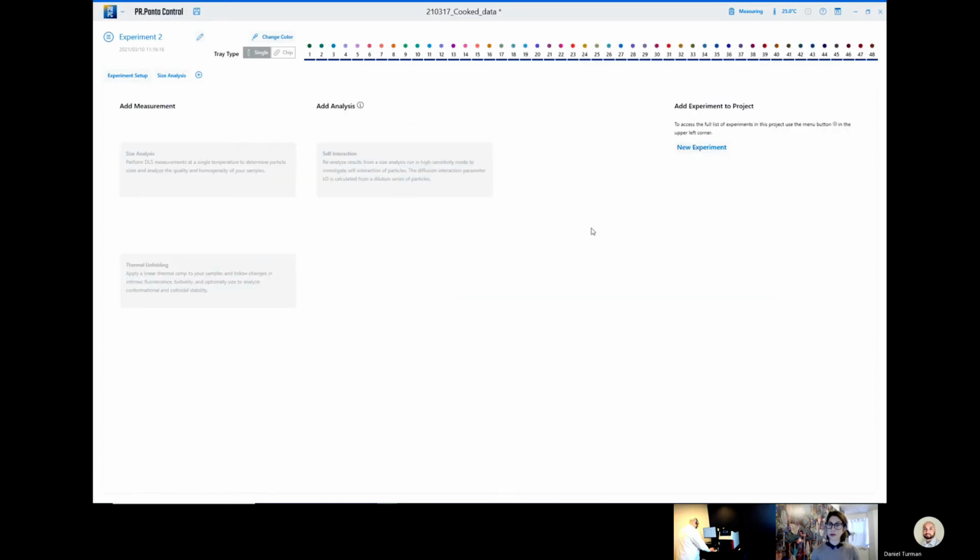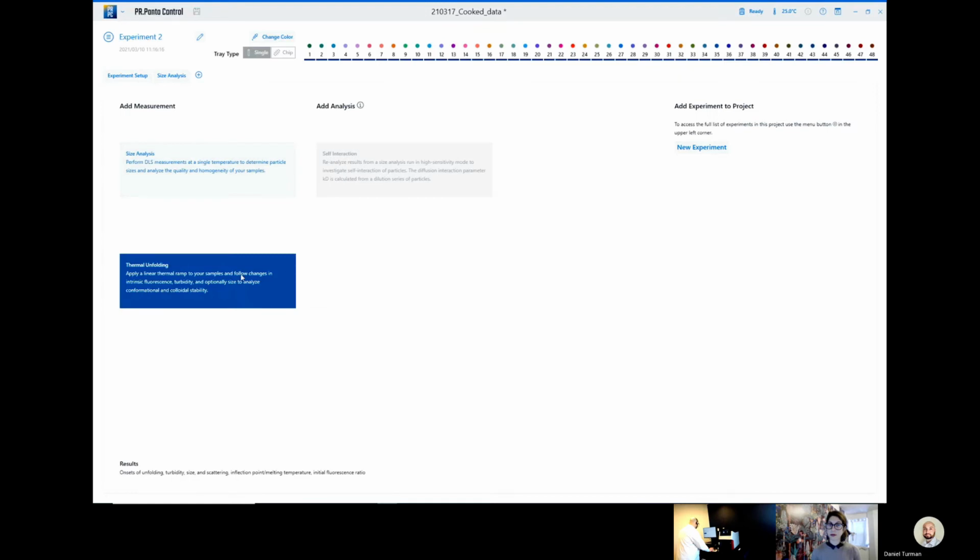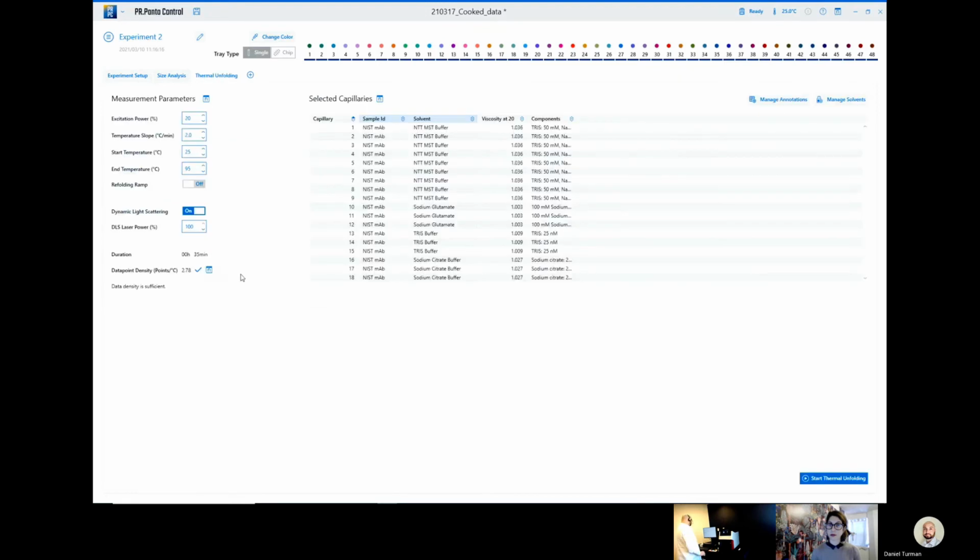So as soon as the instrument is ready, it's going to allow us to choose thermal unfolding. There we go. And for those of you that are going to stand in front of the instrument, it's nice to know that it transfers the data for you. You're not going to have to re-input those things, but you do have some more parameters to think about.